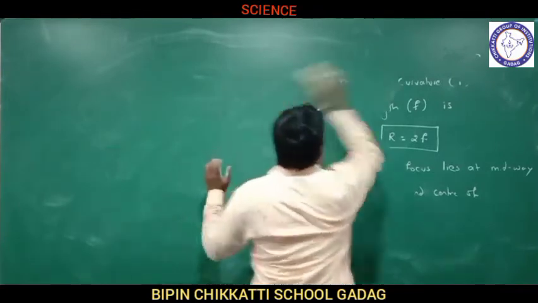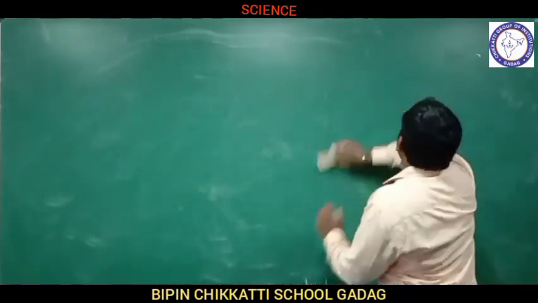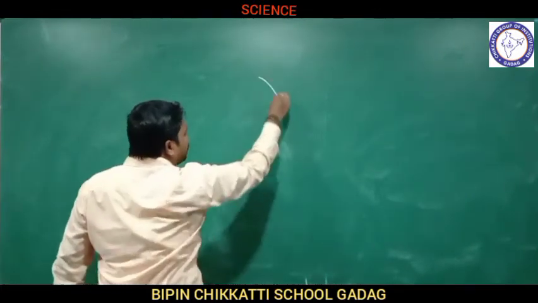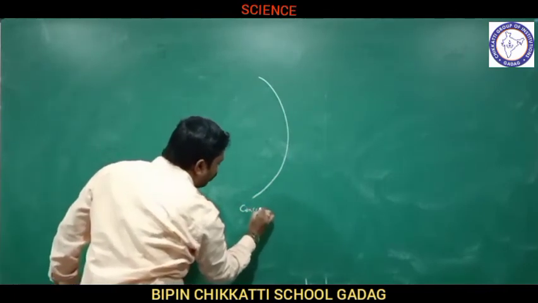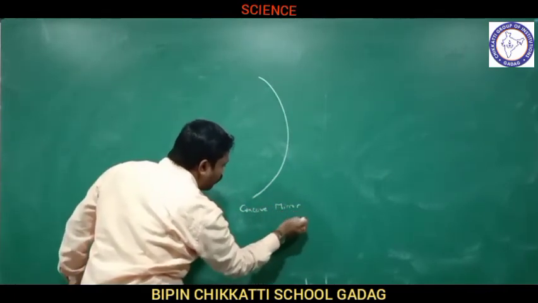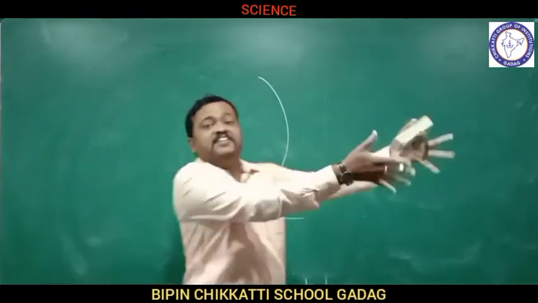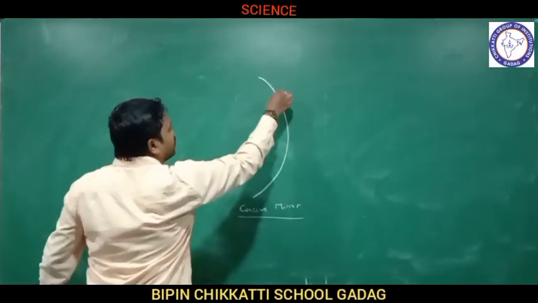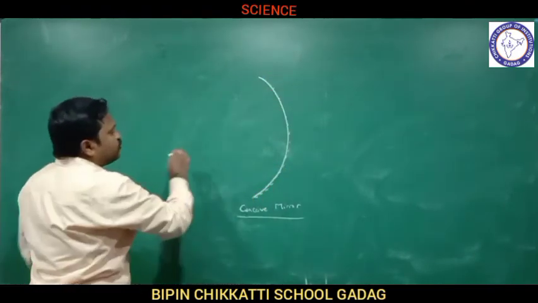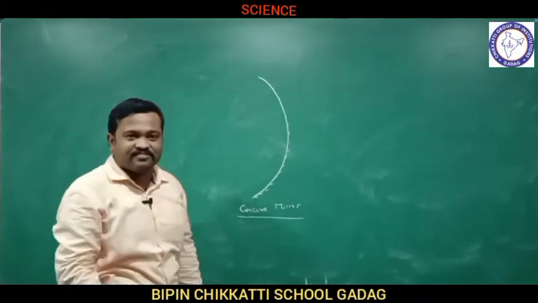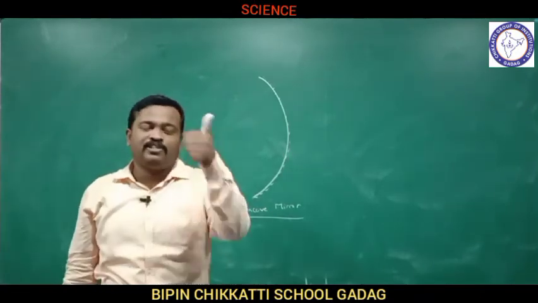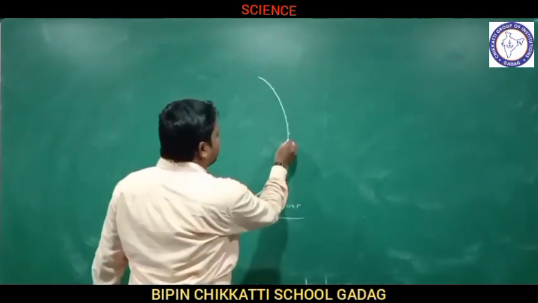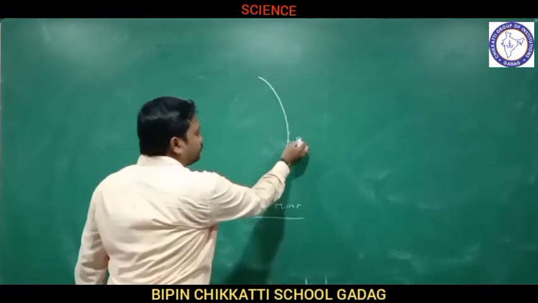For example, let me take a concave mirror. What is a concave mirror? The reflecting surface is inside the curve, like a cave. So here you cannot see anything; this is the reflecting surface. First terminology: pole. Where is the pole? The center of the mirror. This is the center of the mirror, and this is what we call the pole.